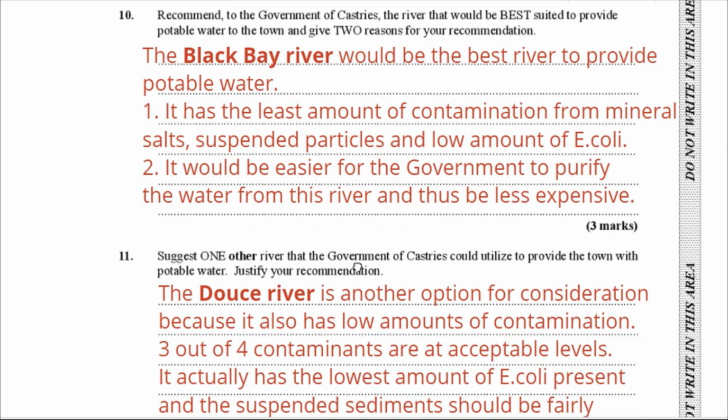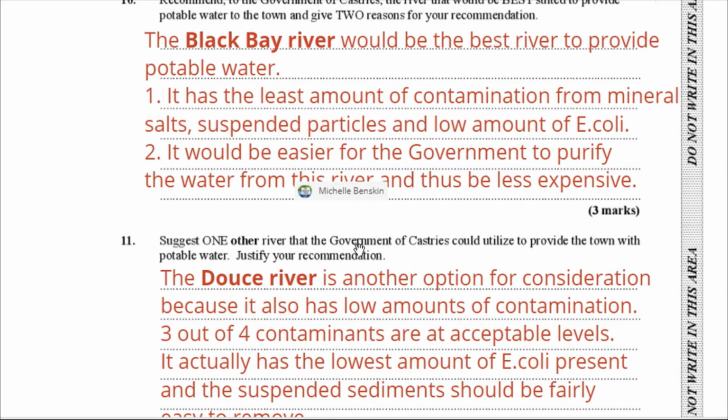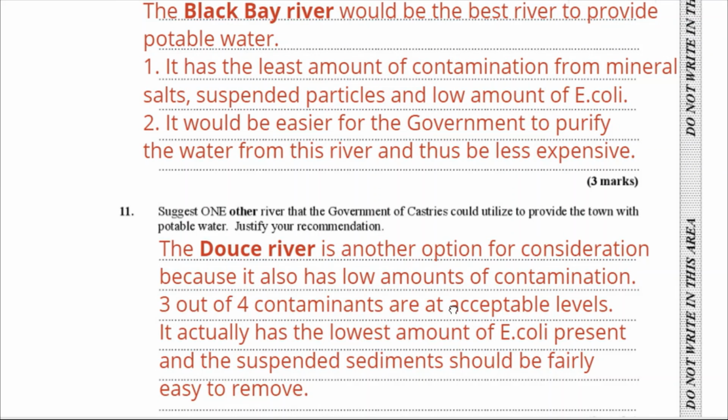And then it says here in question 11, suggest one other river that the government of Castries could utilize to provide the town with potable water. So justify your recommendation. So I chose the Deuce River, so that would be another option, because it also has relatively low amounts of contamination. So when you look at the table, going back to the results, 3 out of the 4 contaminants are at acceptable levels. So that's a good thing. And it actually has the lowest amount of E. coli present, and the suspended sediment should be fairly easy to remove.